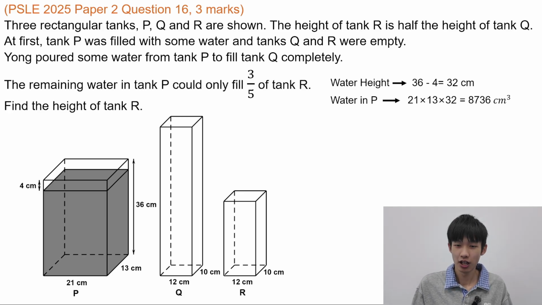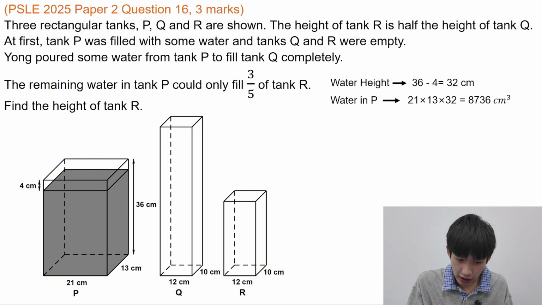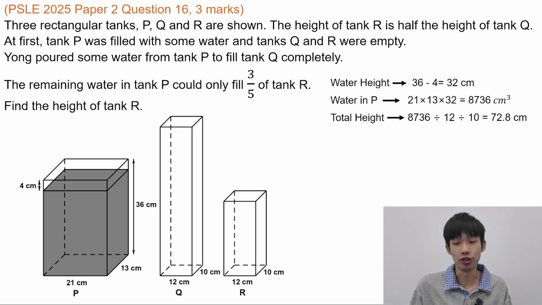But next, what can we get? We pour all that water into Q and R, but Q is full, but R is not full. The information we get for Q and R is that we know the base areas, which are 12 and 10, and the base areas, they are actually the same. So what can we do? What can we imagine? We can imagine P, Q, and R are stacked on top of each other to form a whole cuboid. And this whole cuboid has water of 8736 cubic centimeters. So the total height of water will be equal to 72.8 centimeters.